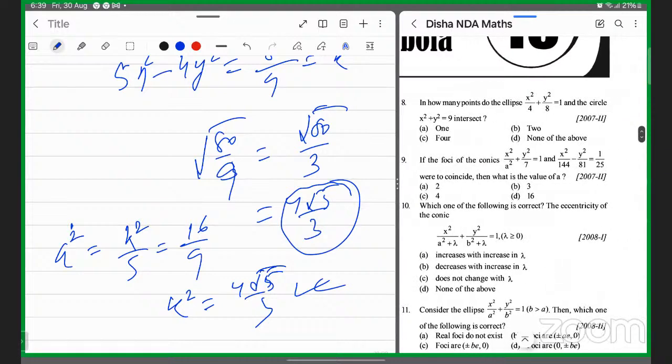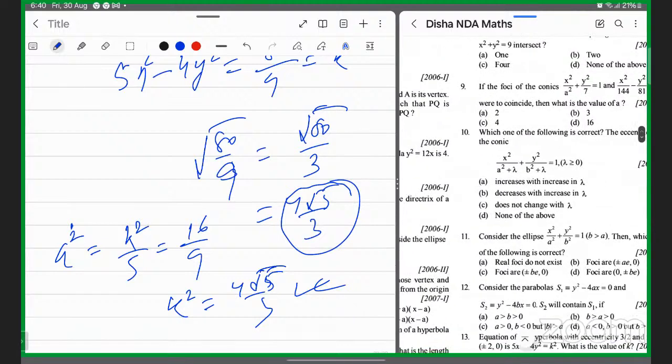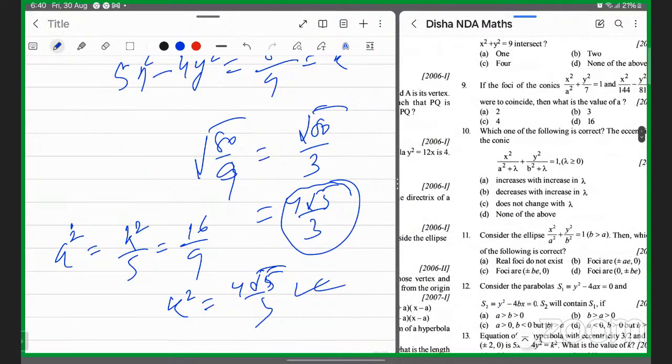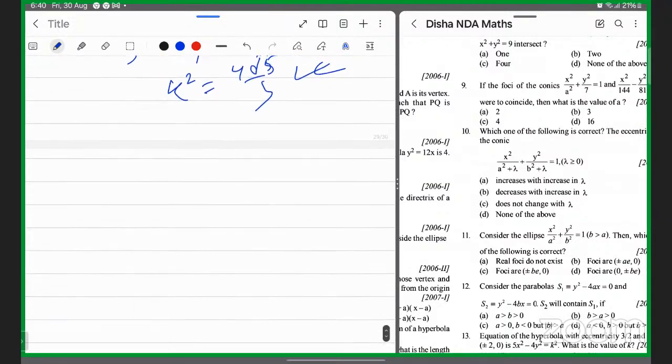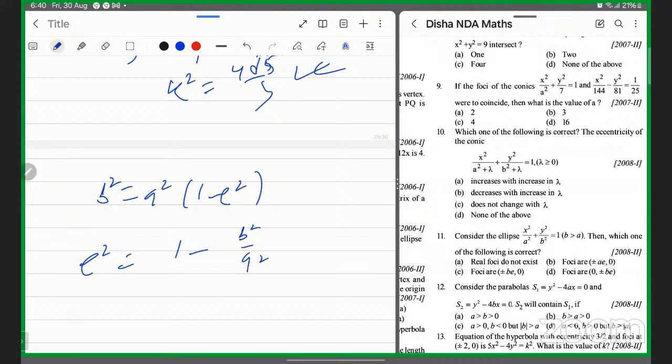Which of the following is correct? The eccentricity of the ellipse, conic, lambda greater than equal to 0, increases with... What is the eccentricity? Nothing is given. I will consider B square equal to A square 1 minus E square. Okay. So E square is equal to 1 minus B square by A square. Any problem?